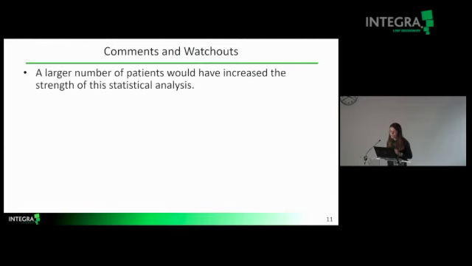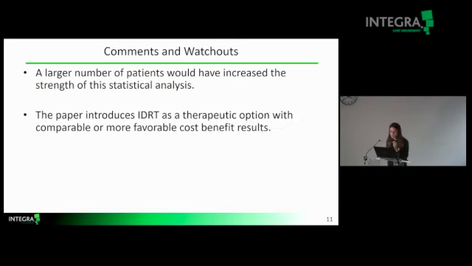And as a conclusion of this analysis, of course, the number one conclusion is we would love to have a larger number of patients in those kinds of cost-benefit analysis to be able to perform statistical analysis and to be able to get stronger conclusions. It is very important to show that idrt is a very good clinical option. We know it from all the literature, but also with a favorable cost-benefit profile. So this is a strong point of Schiavon in this paper.